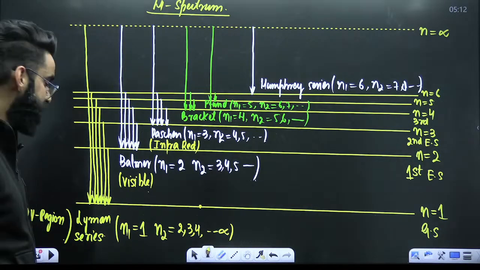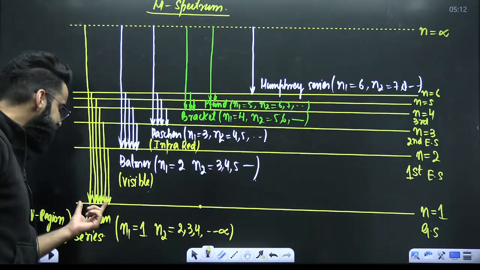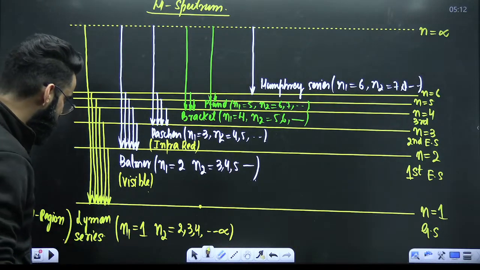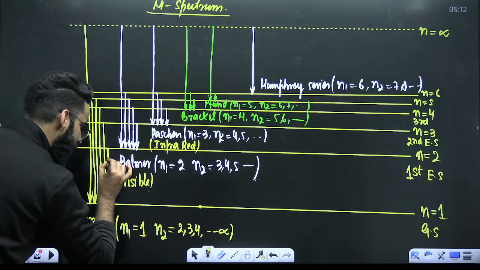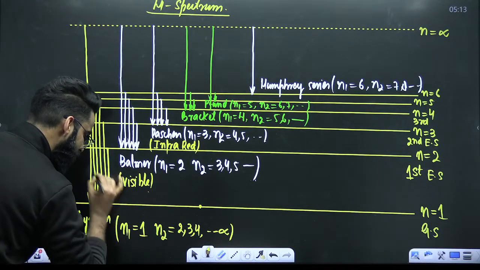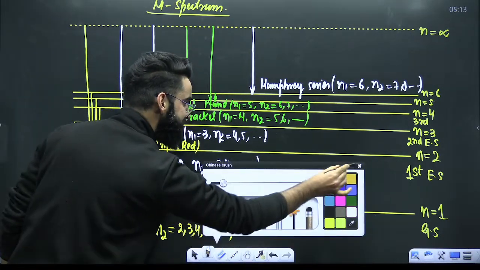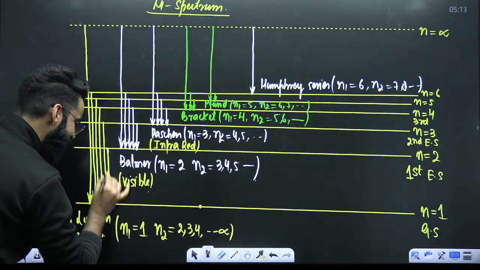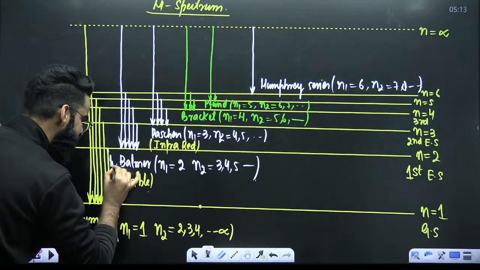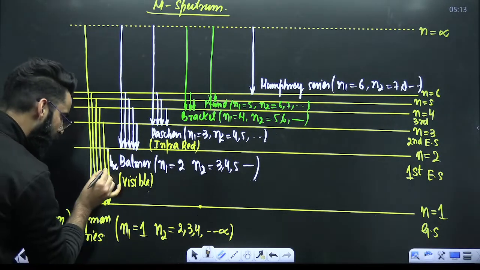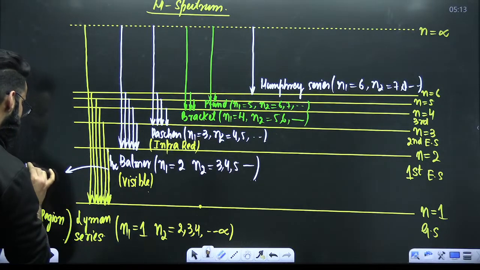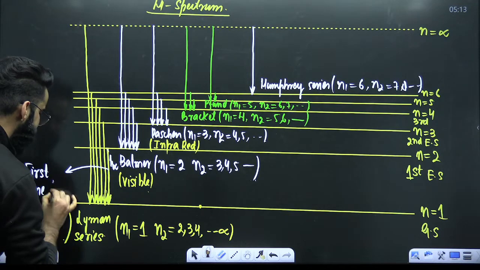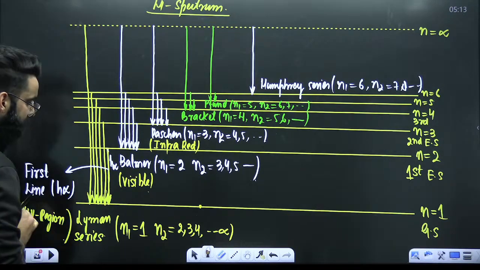What are those terminologies? My dear students, if you analyze the Lyman series, this particular line over here, I will be calling it either as H alpha line, or I will be calling it as first line of Lyman series. You can call it first line of Lyman series, or H alpha line.